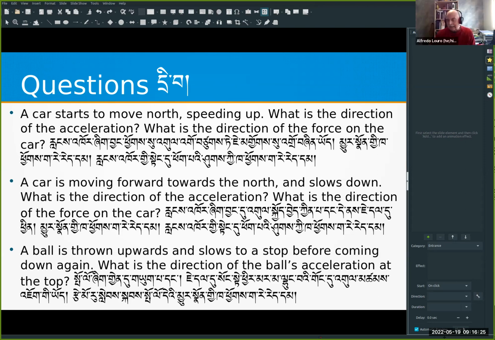Okay, so let's see. The choice number one is the acceleration points upwards. By show of hands, how many people think the acceleration points upwards?